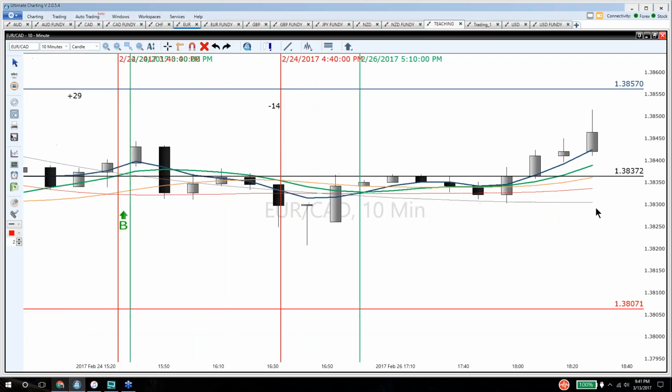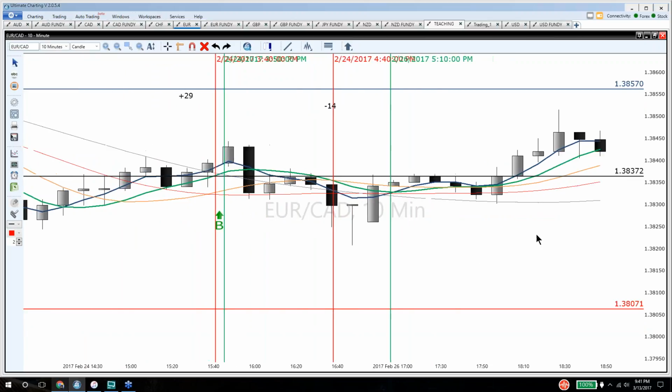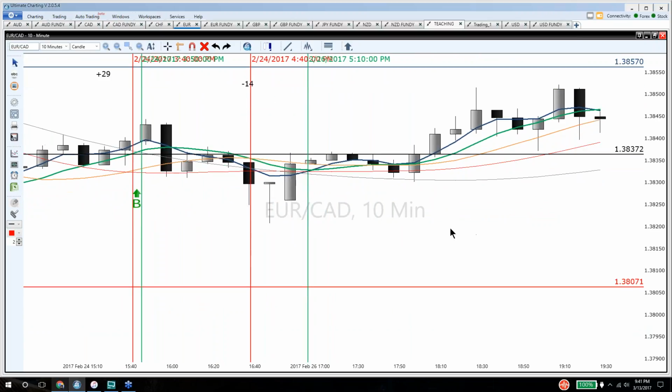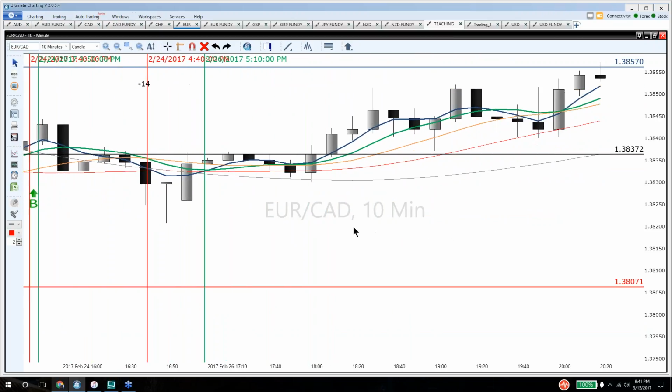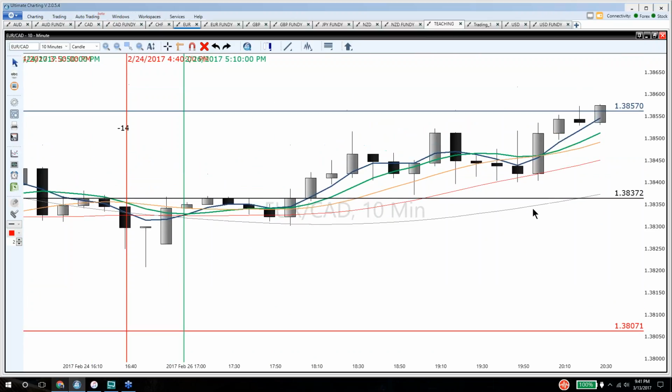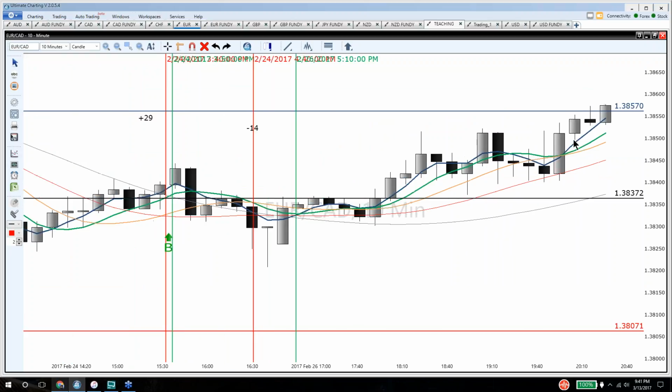Market starts to move in my direction. We all like that. Market moves in our direction, pulls back down, still barely positive here. Nothing to write home about. The market scores a 20 pip line.